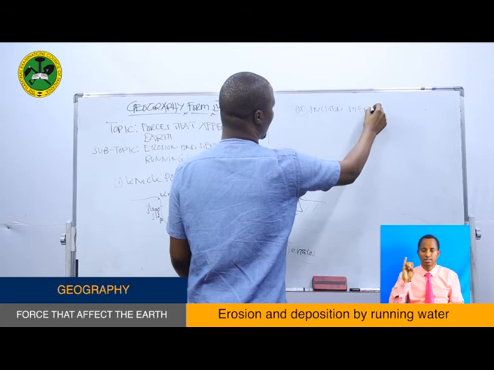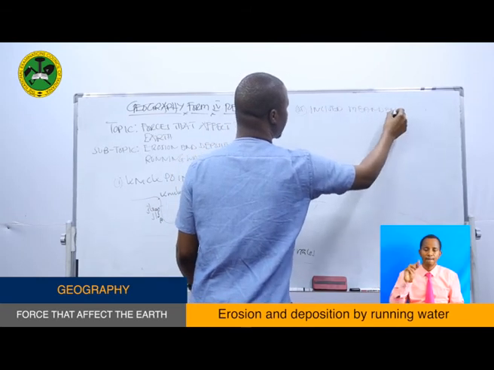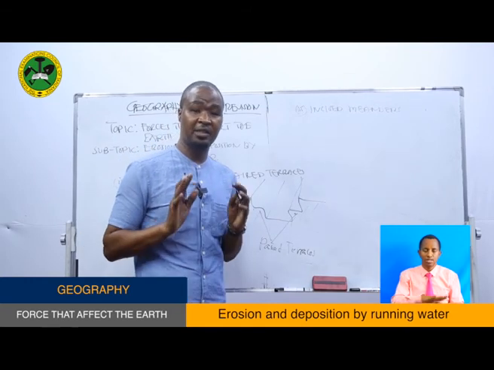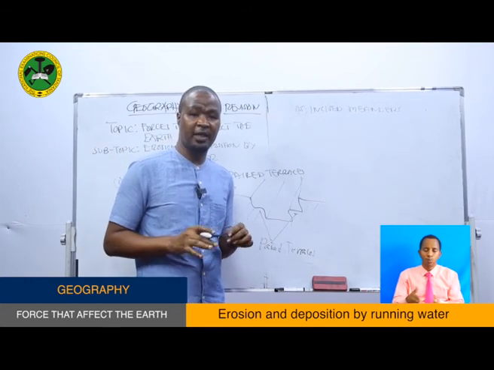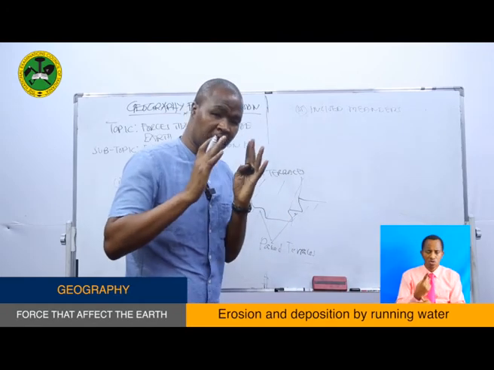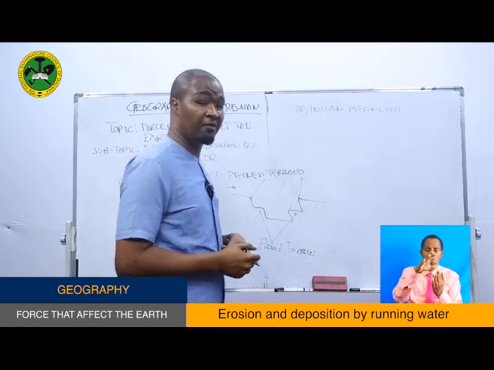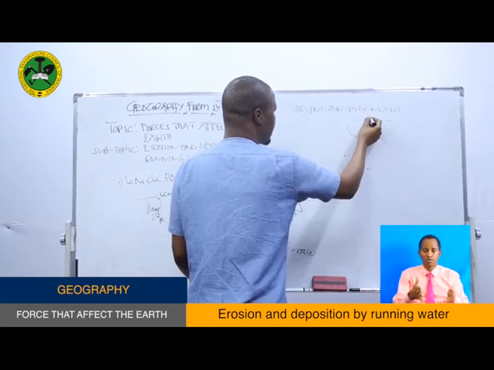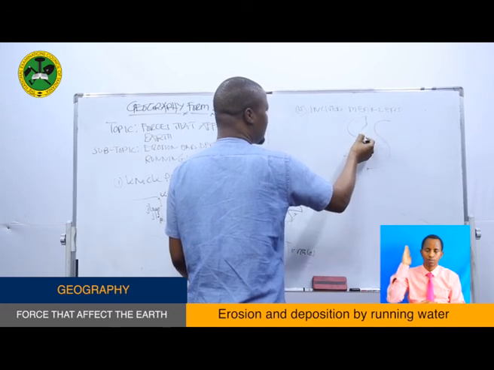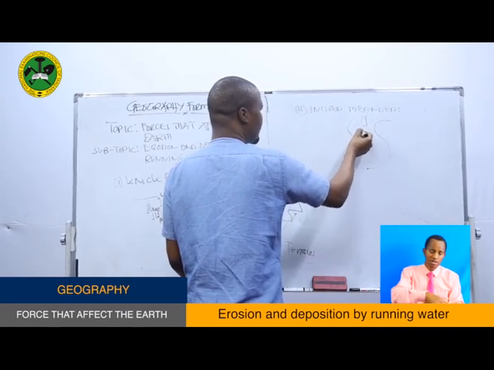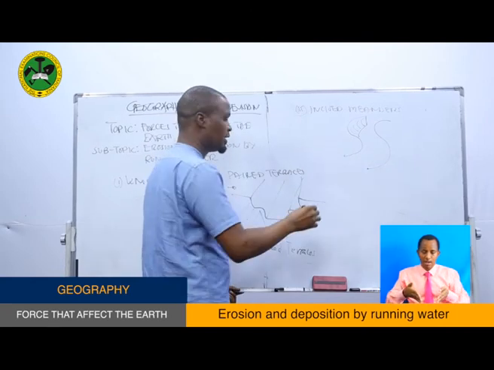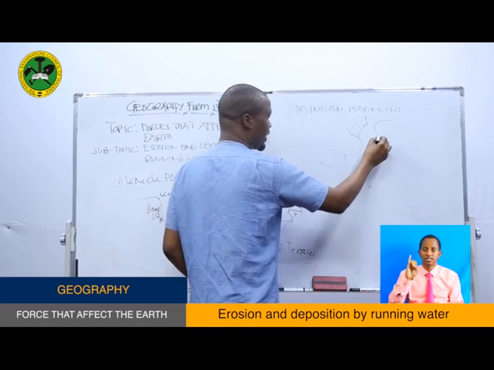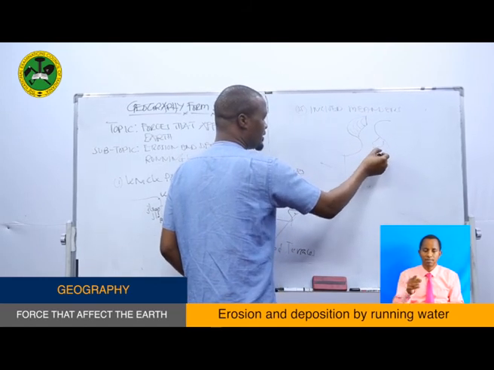Incised meander. What are these? The incised meanders are the curved bends of the river valley with steep slopes, formed as a result of the renewed erosive activity of the river. It means we are talking about the bends of the river valley, but the bends with steep sides. Are you with me? These are the steep sides of the river valley, as you can see. Right here, you may find them, they look curved.